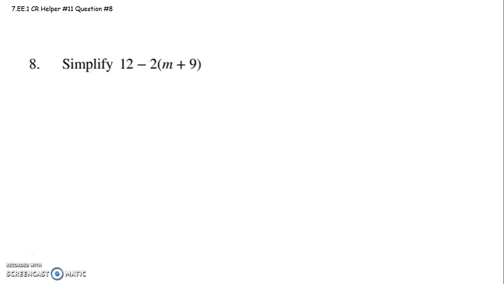All right, 7th graders, this is to help you with question 8 on CR 11. It says to simplify 12 minus 2 times the quantity m plus 9. All right, so what we have to do is take this minus 2 and distribute it through the set of parentheses.